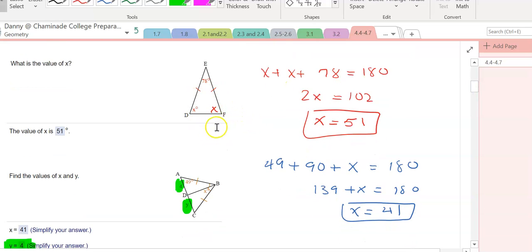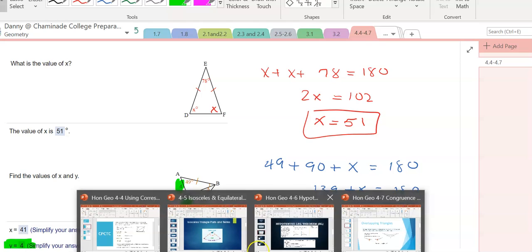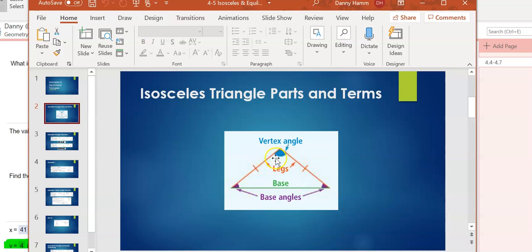Here, looking at this section, we're looking at isosceles triangles. And when we have isosceles triangles, here are the parts of these things. All right, and so we have the vertex angle, and then we have legs and the base. And so we need to know what we're talking about and how to label these things. And so base angles, these are angles that are opposite of the legs, and the base is opposite of the vertex angle.